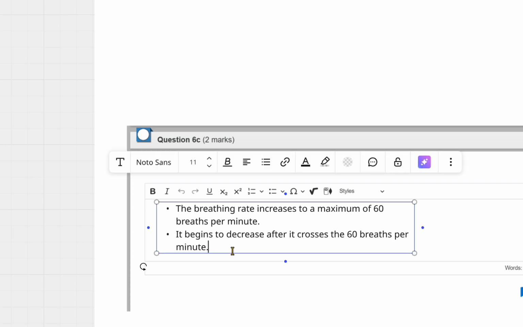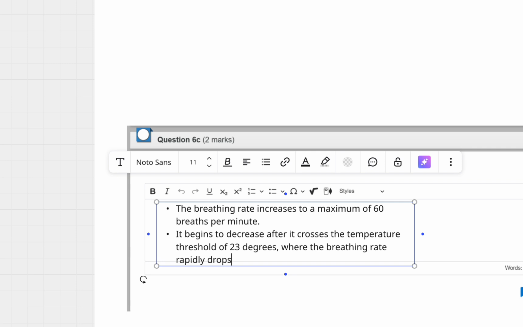And one more thing I'd like to mention is that in the second point, you can actually mention the temperature as well. You can just write, after it crosses the temperature threshold of 23 degrees, the breathing rate rapidly drops or rapidly decreases. And that's it.